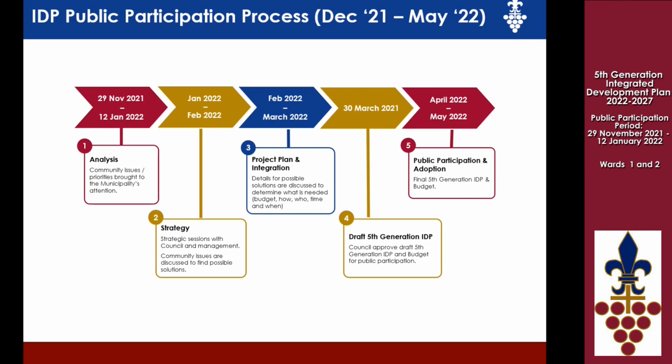And then step 3, from February 2022 to March 2022, we'll do the project plan and integration. Details for possible solutions are discussed to determine what is needed in the budget, how, who, time, and when things will be done. Okay, on the 30th of March then, the draft 5th generation IDP, Council approves the draft 5th IDP and budget for public participation. So from April 22 to May 22, there will be a public participation process and adoption, and the adoption will normally take place at the end of May 2022. So the final 5th generation IDP and budget process is thus completed.